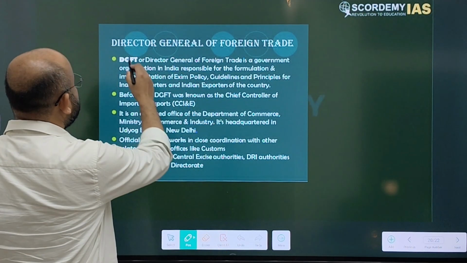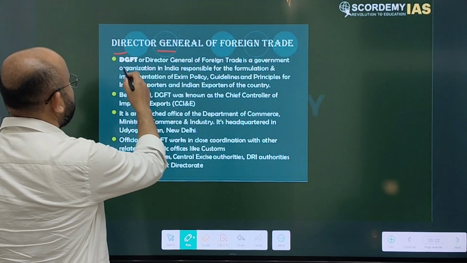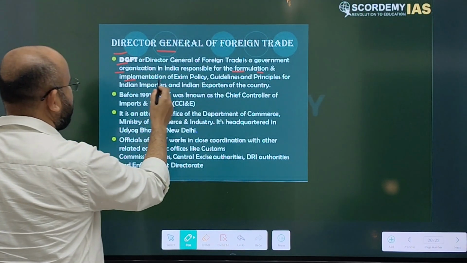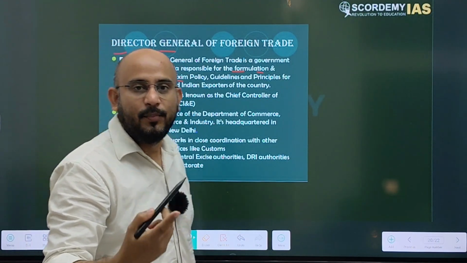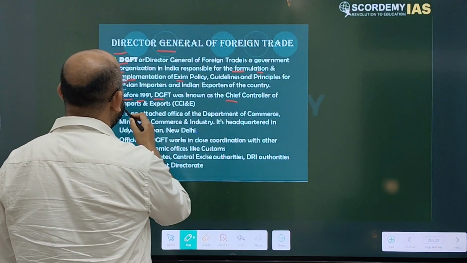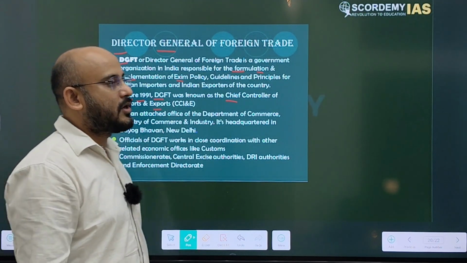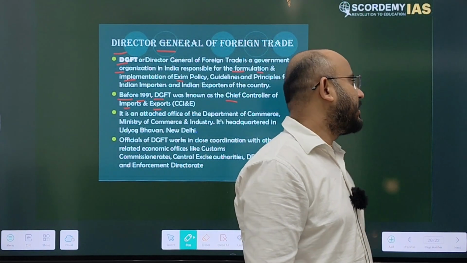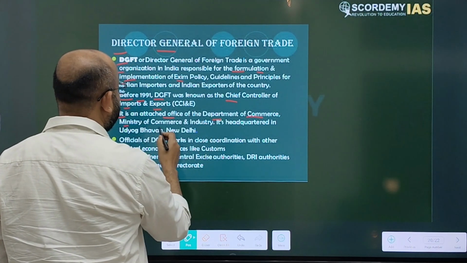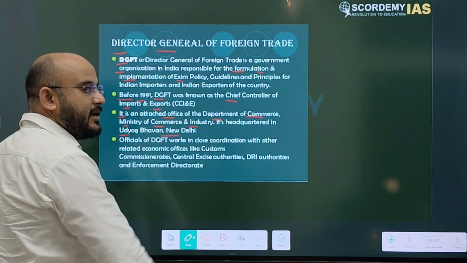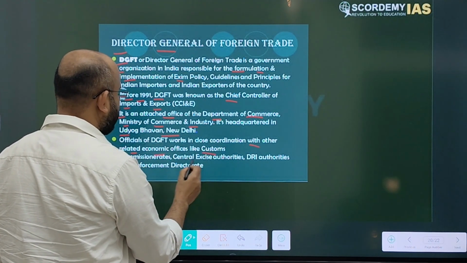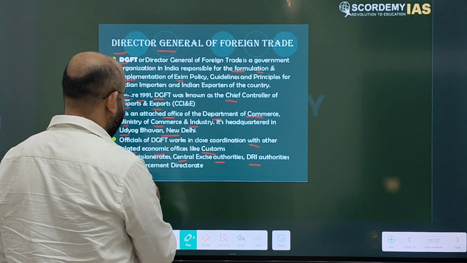So what is the Director General of Foreign Trade? DGFT is a government organization in India responsible for the formulation and implementation of Exim policy. Exim policy, what? Export import policy of India. Before 1991 DGFT was known as the Chief Controller of Imports and Exports. It is an attached office of the Department of Commerce, Ministry of Commerce and Industry. Its headquarters is in Udyog Bhavan in New Delhi. Officials work in close coordination with related economic offices like Customs Commissioner, Central Excise Authorities, DRI and Enforcement Directorate.